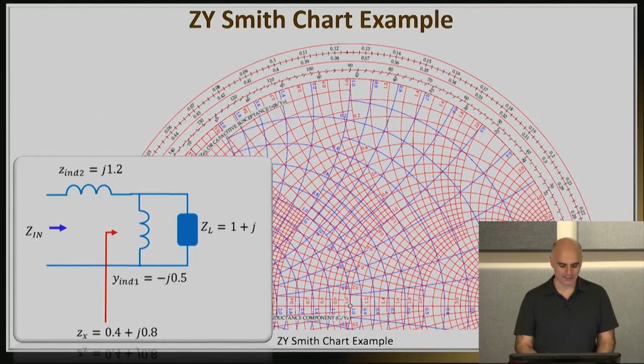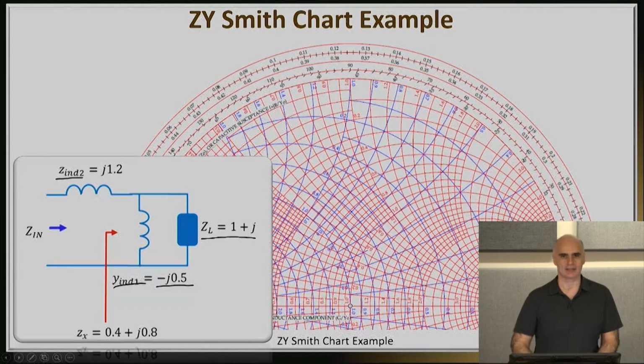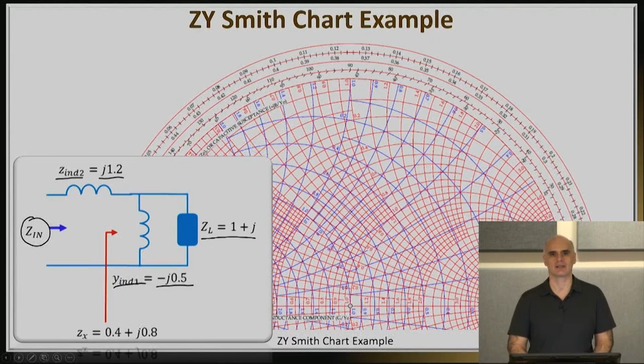All right, so what do we have here? We have a load whose normalized value is 1 plus j. Then right in parallel with this load, I'm adding an inductance, and the inductance, of course, has a negative part here of negative j0.5. And then there is also a series inductance, a second inductance whose reactance is j1.2. And what I would like to do is find out what is the input impedance right here.